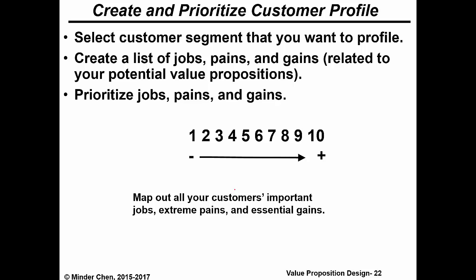We can create and prioritize the customer profile map. We first have to select the customer segment, and then we create a list of jobs, pains, and gains related to potential value propositions. And then we can prioritize the importance of the jobs, the pains, and the gains, which allows us to focus on the most important job and the most urgent issues or pains the customer suffers.